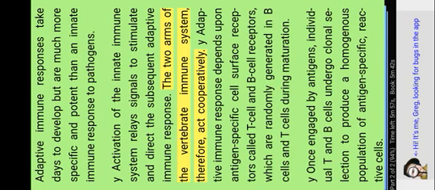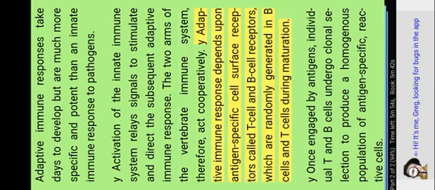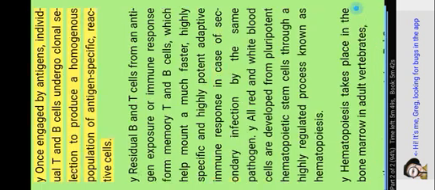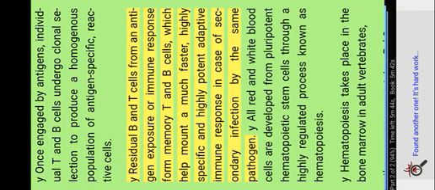The two arms of the vertebrate immune system, therefore, act cooperatively. Why the adaptive immune response depends upon antigen-specific cell surface receptors called T cell and B cell receptors, which are randomly generated in B cells and T cells during maturation. Why once engaged by antigens, individual T and B cells undergo clonal selection to produce a homogeneous population of antigen-specific, reactive cells. Why residual B and T cells from an antigen exposure or immune response form memory T and B cells, which help mount a much faster, highly specific and highly potent adaptive immune response in case of secondary infection by the same pathogen.